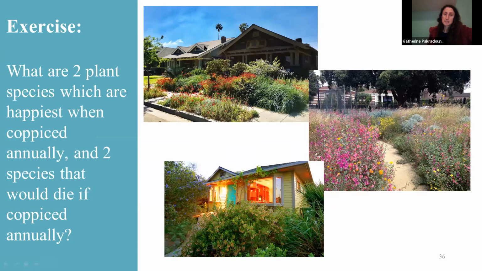Somebody says Ceanothus doesn't like to be cut much in my experience. And I would say, yes, that's probably also a species that you would not want to coppice, probably ever. You'd probably never want to coppice it, but definitely not on an annual basis. All right.